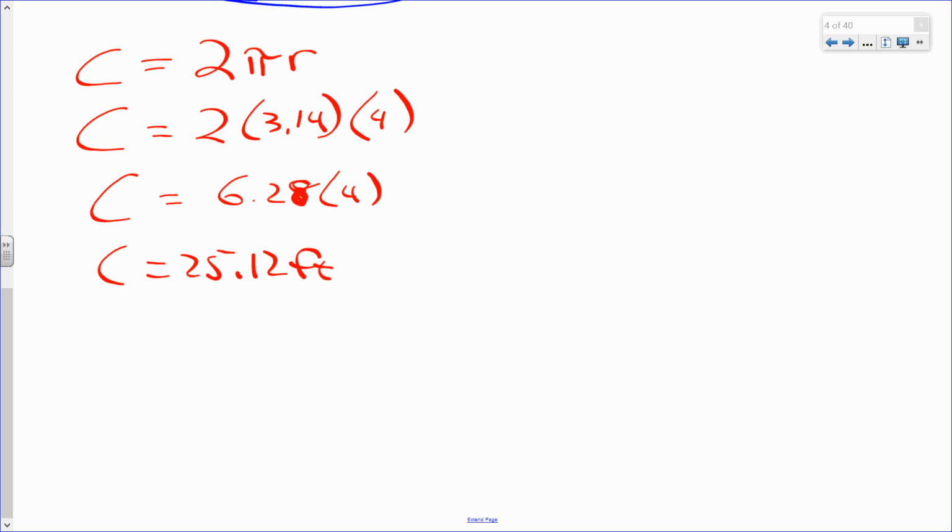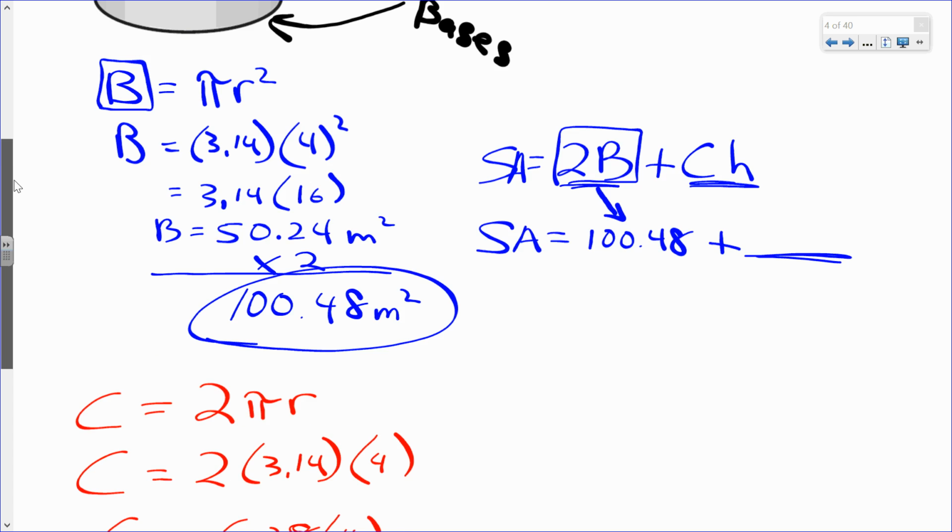If it was half a circle, would you cut it in half? It'd be half the circumference. Because this is a full circumference, right? We got a whole circle here.